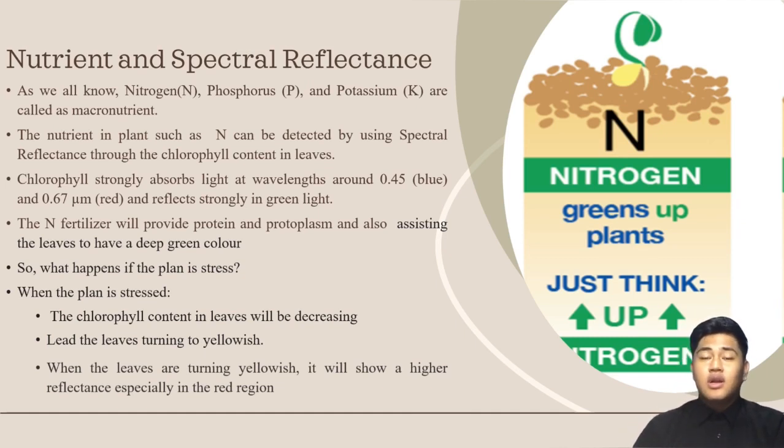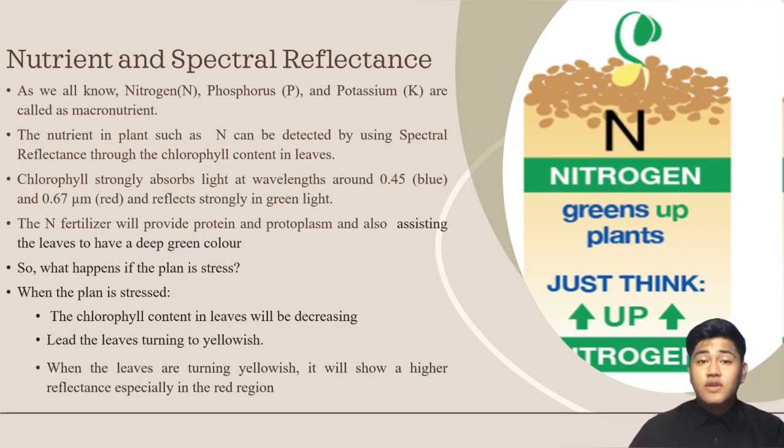As we all know, nitrogen, phosphorus, and potassium are some of the major nutrients needed for a crop in order to stay healthy and alive. These nutrients are called macronutrients. The nutrient in plants such as nitrogen can be detected by using spectral reflectance through the chlorophyll content in leaf. The chlorophyll strongly absorbs light at wavelengths around 0.45 micrometer for blue and 0.67 micrometer for red, and reflects strongly in green light. Therefore, our eyes can see a healthy vegetation as green.